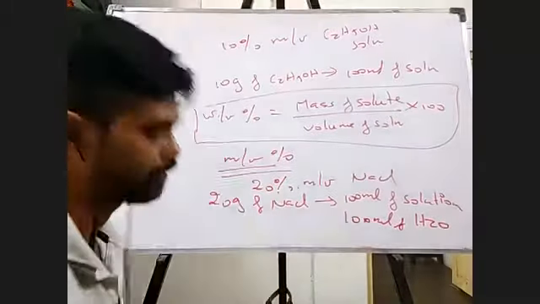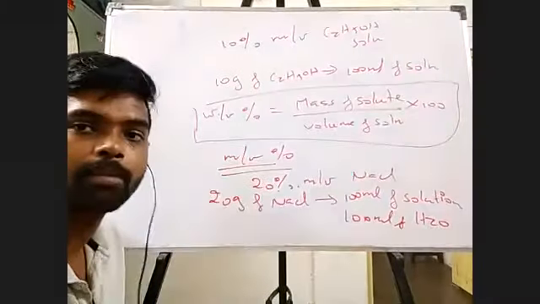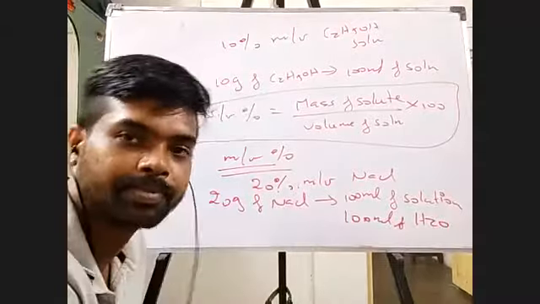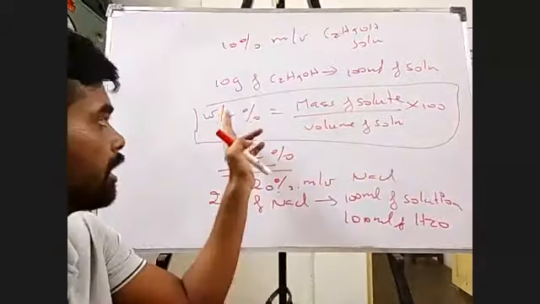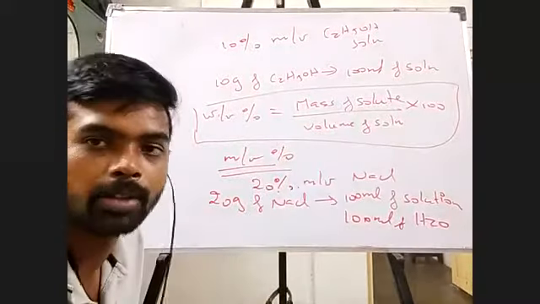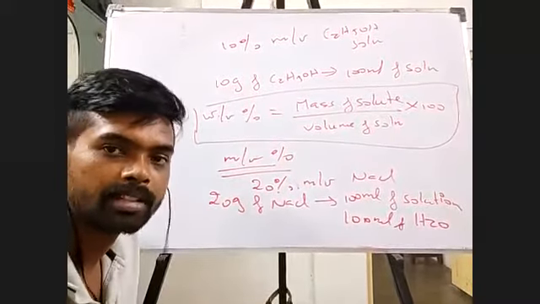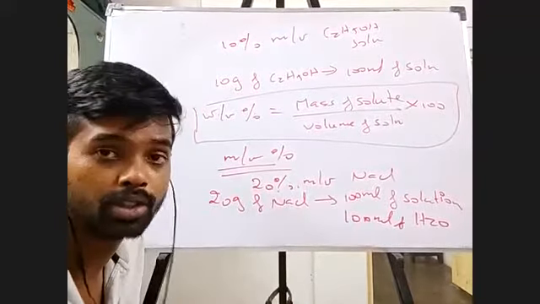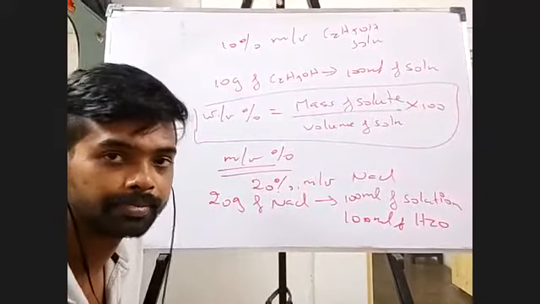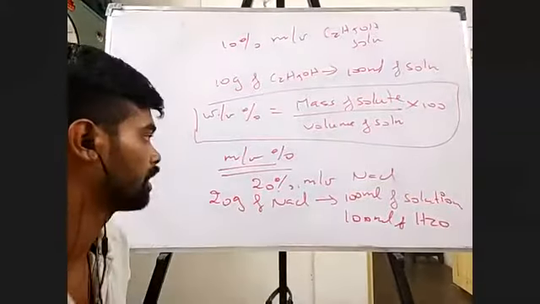This is the formula for M by V or W by V percentage: mass of solute divided by volume of solution. Now you can see in the denominator I have the volume of solution. Last time I had M by M, so mass of solute by mass of solvent. Sorry, mass of solution. Understood? Okay.